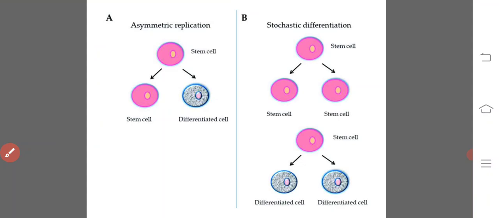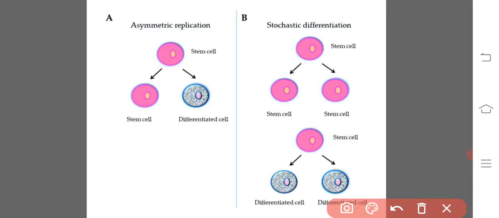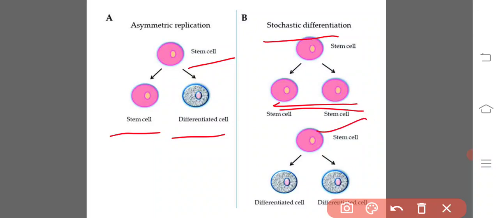See here, there is an asymmetric replication where two cells emerge from a single stem cell. One is a stem cell, another one is a differentiated cell. And in the stochastic differentiation, one stem cell develops into two differentiated daughter cells. Another stem cell undergoes mitosis to produce two stem cells identical to the original.